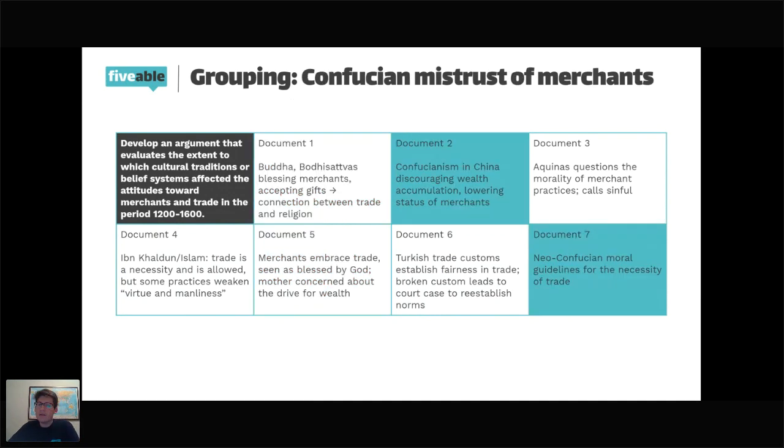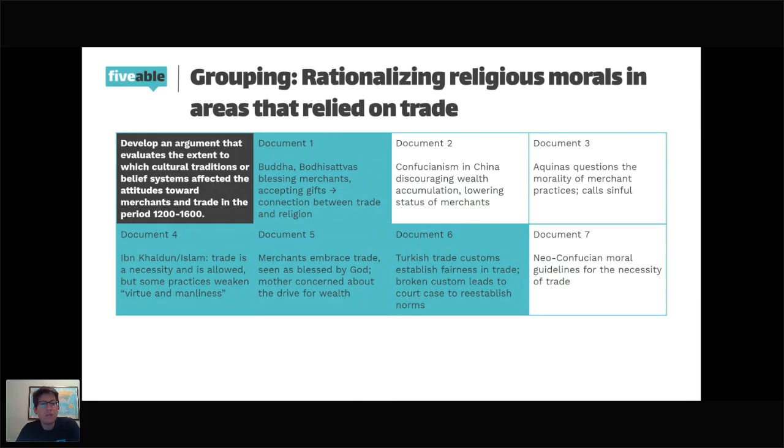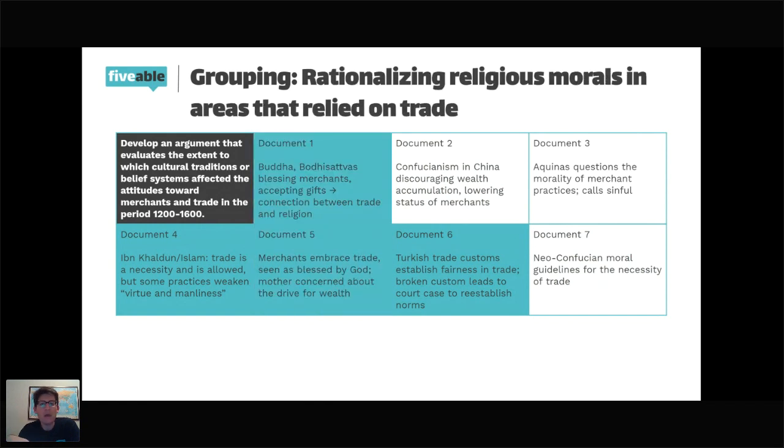You could group the documents in different ways. You could look at them by religion, for example. You could do a paragraph on Confucianism and think about how Confucianism, that cultural tradition, affected attitudes towards merchants and trade. You could compare that to how Islam supported trade as a custom. And then you could compare that even to Christianity and then Buddhism, right? Maybe 4 paragraphs there. So think about how you can construct your argument.